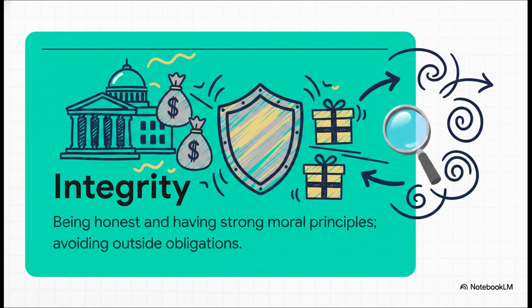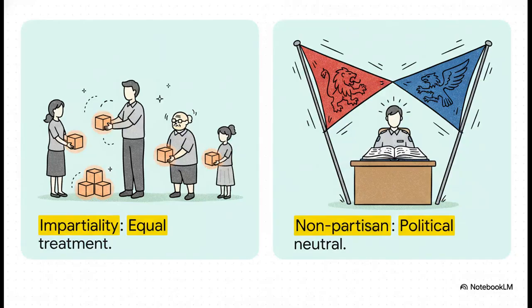But as your mentor, I'll point out that in practice, integrity means actively avoiding external financial or personal obligations. It's the shield. It prevents influential interest groups from hijacking government land or policies for their own private gain. Next, let's define impartiality and non-partisanship together so you can really see the distinction.